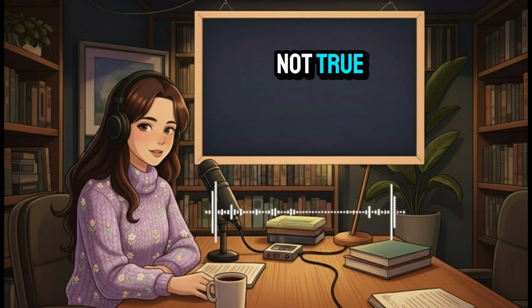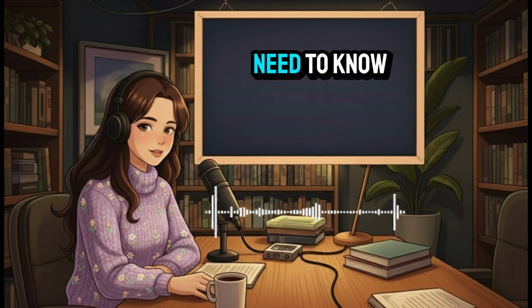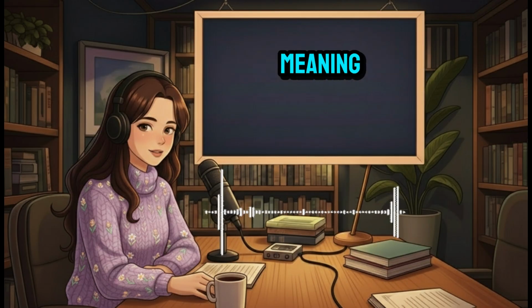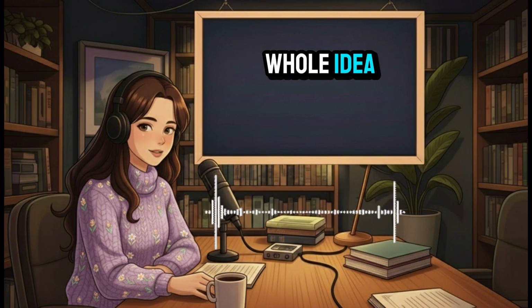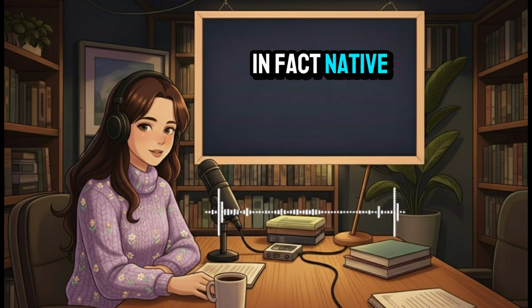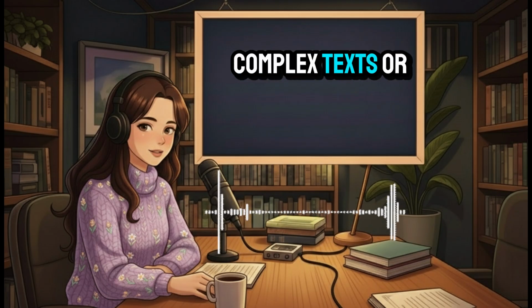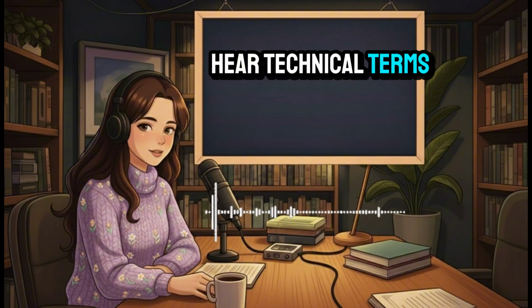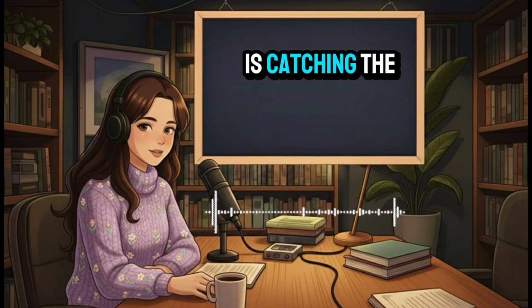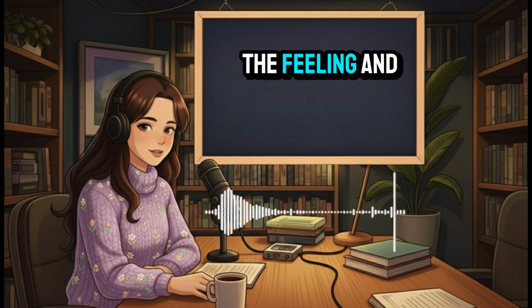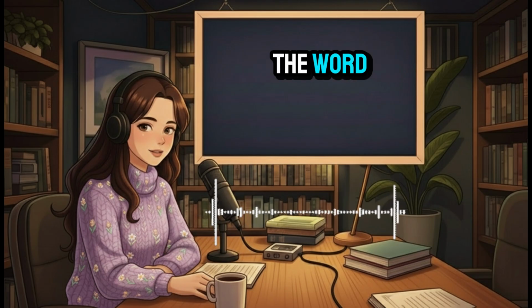But this is not true. You don't always need to know the exact dictionary meaning to understand the whole idea. In fact, native speakers often guess meanings too when they read complex texts or hear technical terms. What matters most is catching the general idea, the feeling, and the purpose of the word.